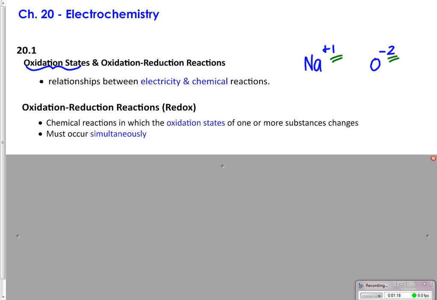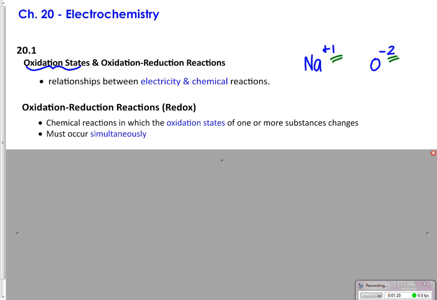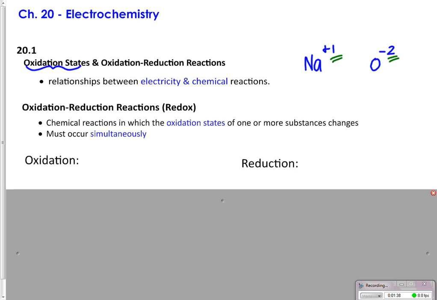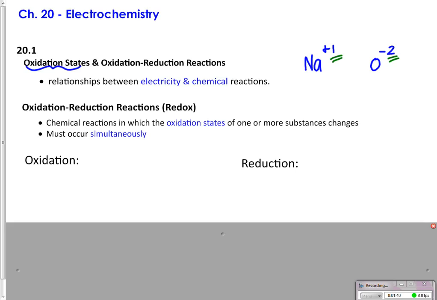Now, what is an oxidation reduction reaction? Well, sometimes we'll just shorten this up and call it redox. And it's a chemical reaction where the oxidation state of one or more substances in the reaction will just change. Now, the process oxidation has to occur at the same time as reduction occurs. And what the words mean, okay, this is important for you to know.